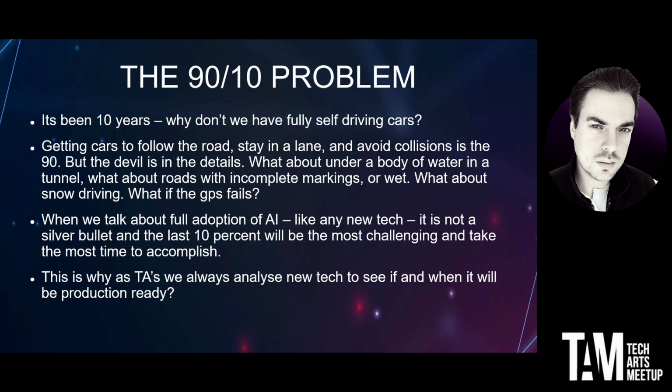So there's something called the 90-10 problem. I don't know how many of you, with a show of hands, thought by 2024 we'd have rocket packs. Any rocket pack lovers? No? Flying around the skies? How about automated vehicles that would be fully drivable by 2024? Yeah. So why is that not the case?